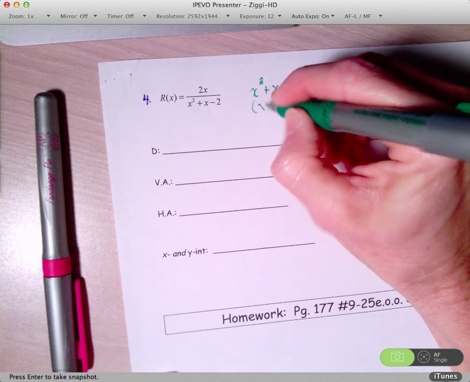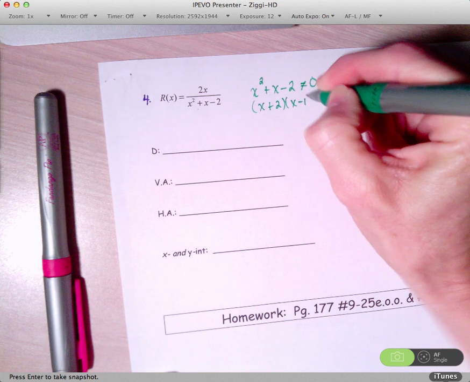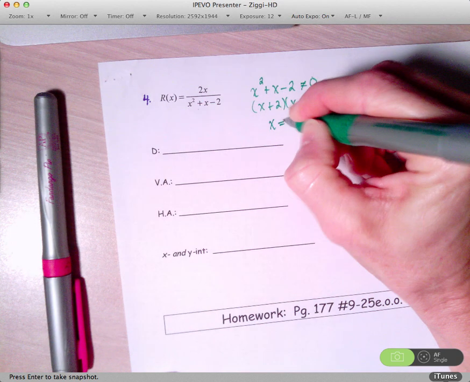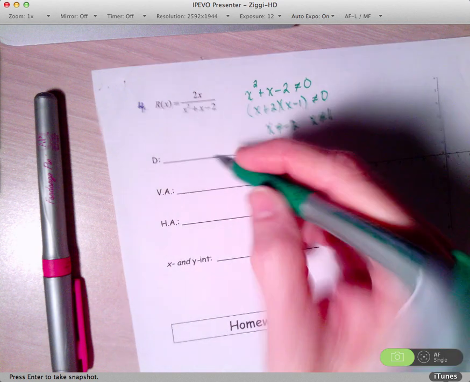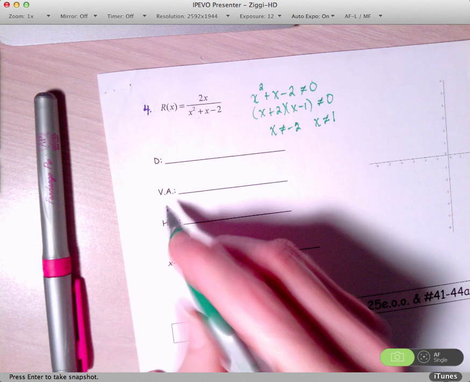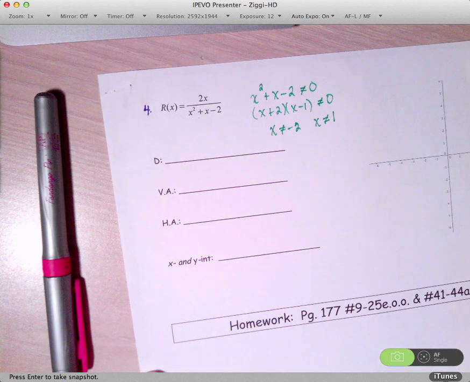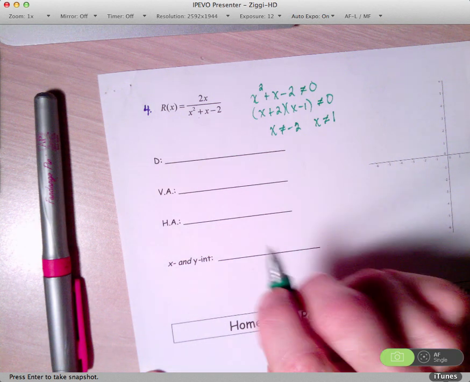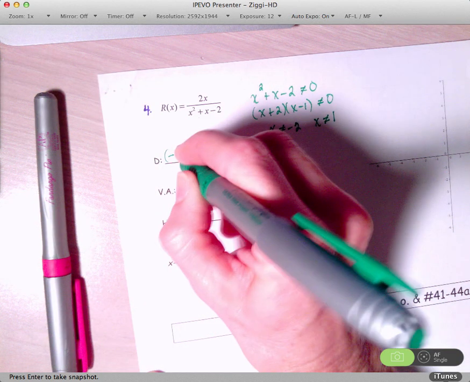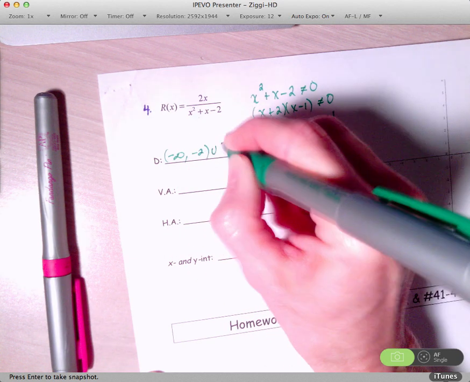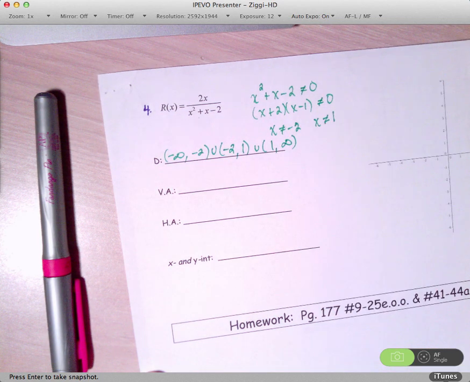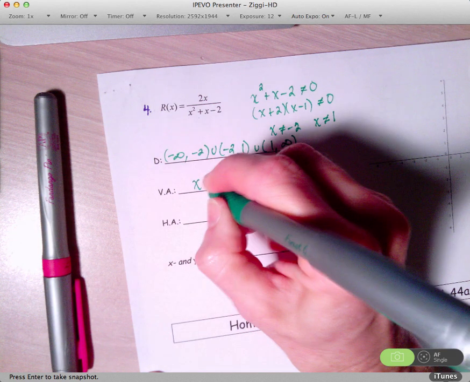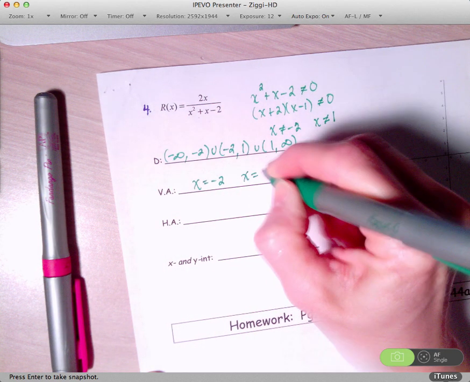And we factor x plus 2, x minus 1. It cannot equal 0, so x cannot equal negative 2, and x cannot equal 1. The cannot equal is just for the domain. When we do the vertical asymptote, we write x equals negative 2 because the asymptote is negative 2, meaning that our x values themselves cannot be negative 2. So anyway, the domain, we have negative infinity to negative 2, union negative 2 to 1, union 1 to infinity. And then our vertical asymptotes, x equals negative 2 and x equals 1.